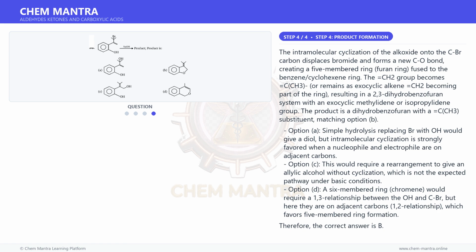Option A, simple hydrolysis replacing Br with OH, would give a diol, but intramolecular cyclization is strongly favored when a nucleophile and electrophile are on adjacent carbons. Option C would require a rearrangement to give an allylic alcohol without cyclization, which is not the expected pathway under basic conditions. Option D, a 6-membered ring, chromene, would require a 1,3 relationship between the O and C-Br, but here they are on adjacent carbons, a 1,2 relationship, which favors 5-membered ring formation.